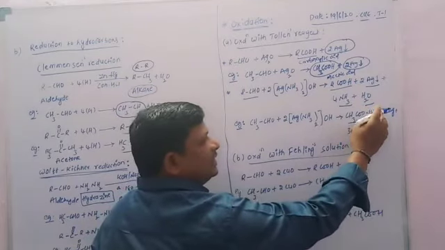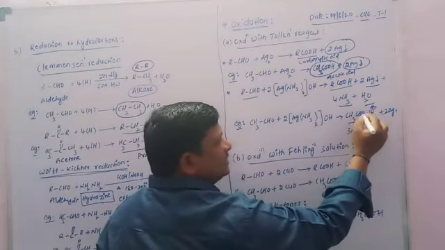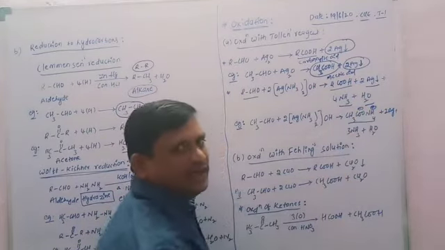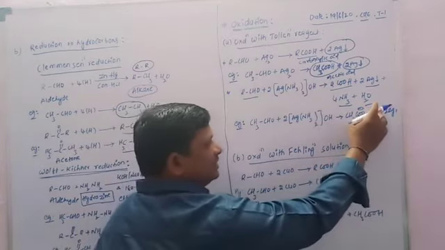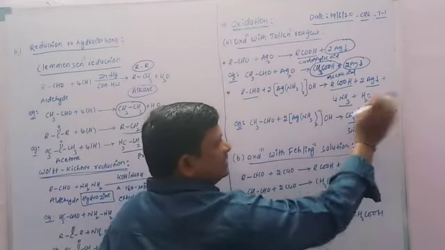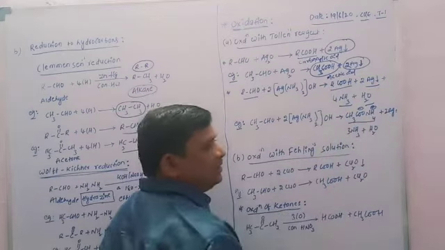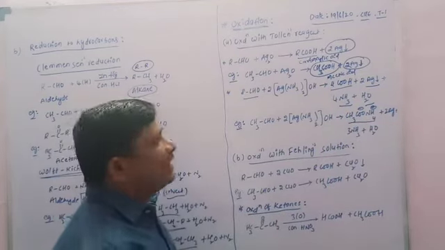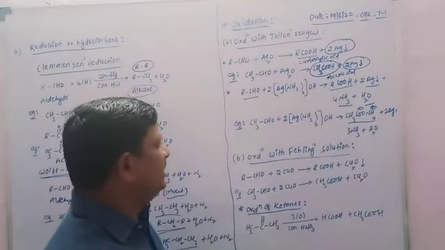Generally NH4 plus and CH3COO minus. So the obtained products are ammonium acetate, silver, ammonia and water. This is the oxidation with Tollens reagent.